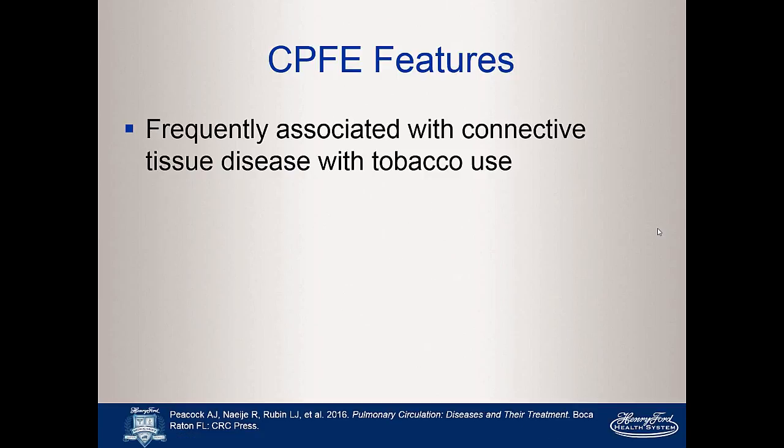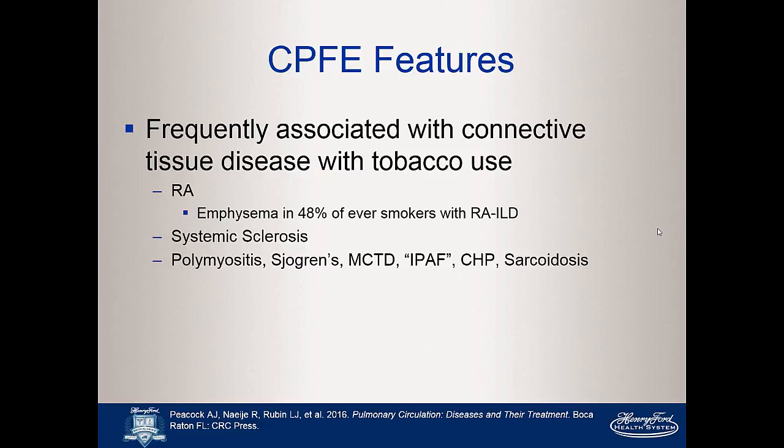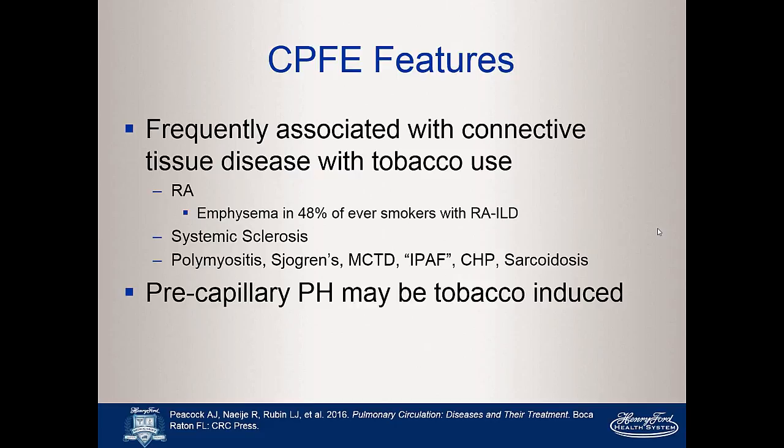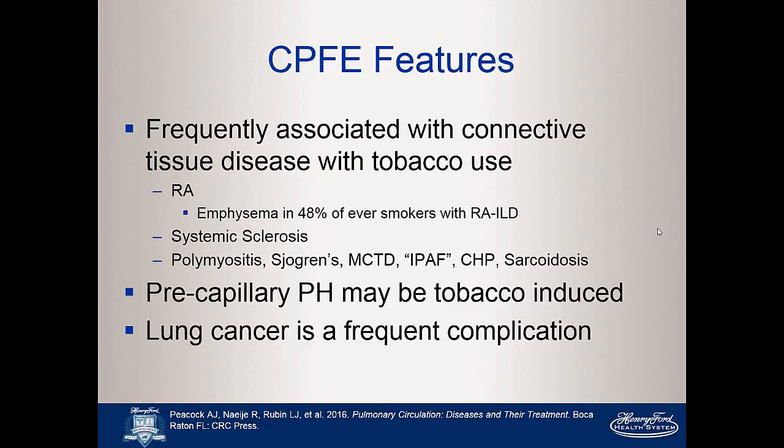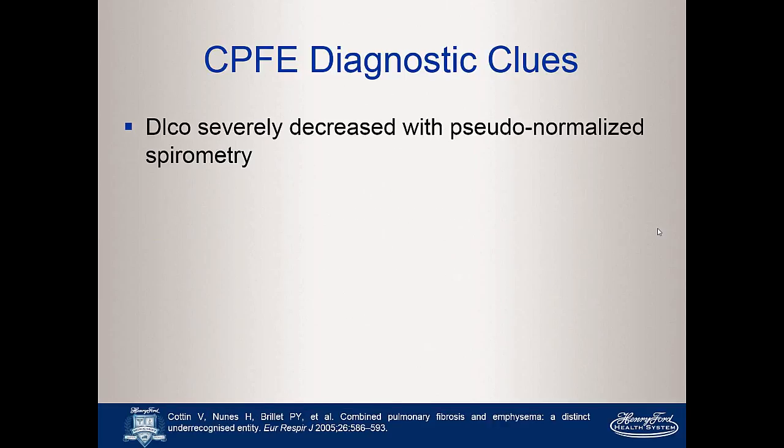If you look at the patients who have connective tissue disease and they smoke, it gets even worse. Patients with RA have emphysema if they've ever smoked, about half of them in any RA-ILD. Emphysema in about 48% of ever smokers. Existent systemic sclerosis and just about everything else. Polymyositis, Sjogren's, mixed connective tissue disease, interstitial pneumonia with autoimmune features not otherwise specified, chronic HP, and sarcoid. And the precapillary PH, again, as we talked about with the inflammatory component, may go back to this tobacco-induced inflammation. As you'd predict, lung cancer is a more frequent complication than in your standard IPF patient.